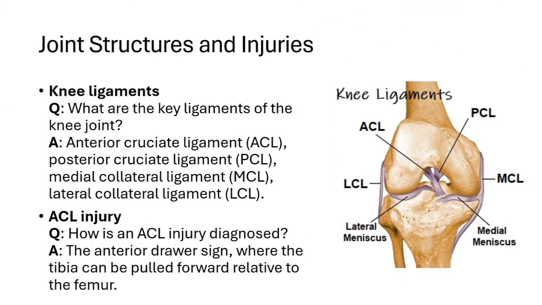So, joint structure and injuries. What are the key ligaments of the knee joint? There are usually 4 key ligaments, which are the anterior and posterior cruciate ligaments and the medial and lateral collateral ligaments.